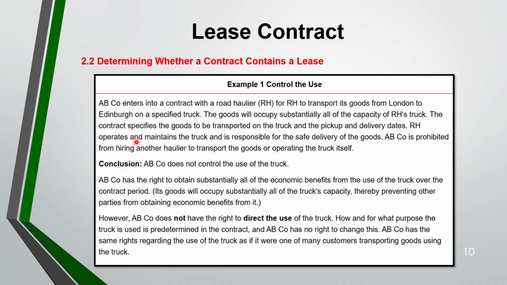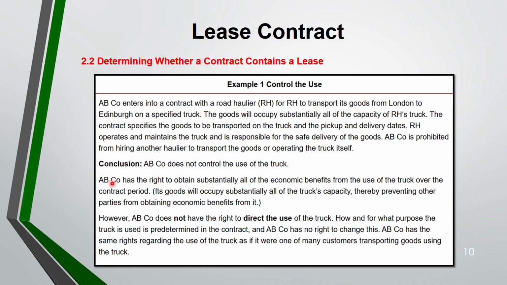RH will operate and maintain the truck and they are responsible for the safe delivery of goods. AB is prohibited from hiring another haulier to transport the goods or operating the truck itself. So because AB is prohibited, what is the conclusion? AB does not control the use of the truck. They do not have a say on how to use the truck. RH is deciding it for them. So this is not a lease for them.